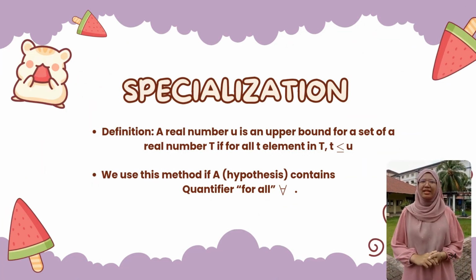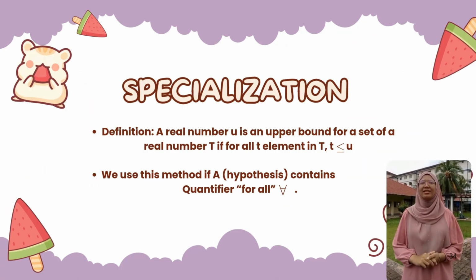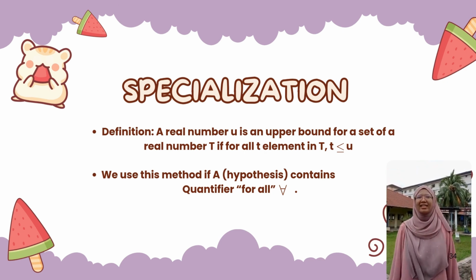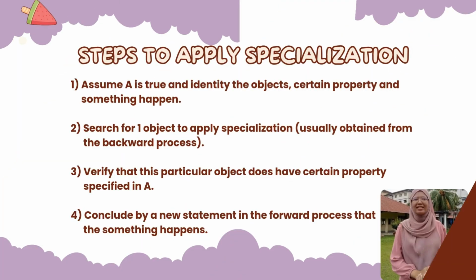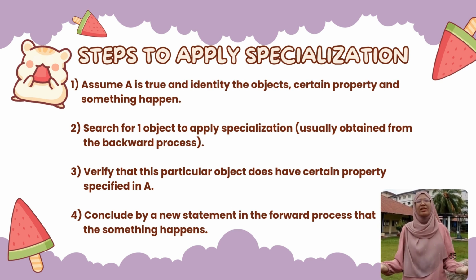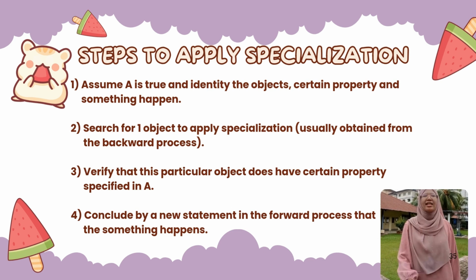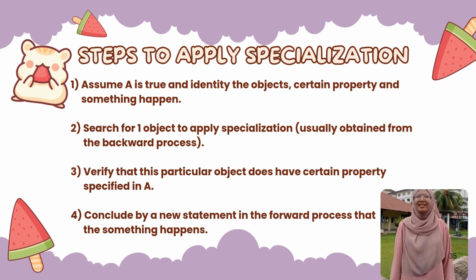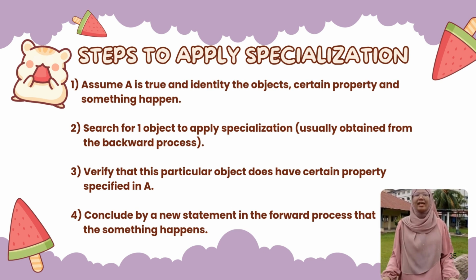Definition: a real number U is an upper bound for a set T if for all elements x in T, x is less than or equal to U. We use this method if a hypothesis contains the quantifier "for all". Apply specialization. First, assume A is true for an object with a certain property and something happens. Second, search for one object to apply specialization, usually obtained from the backward process. Third, verify that this particular object does have the certain properties specified in A. Fourth, conclude with a new statement in the forward process that this something happens.